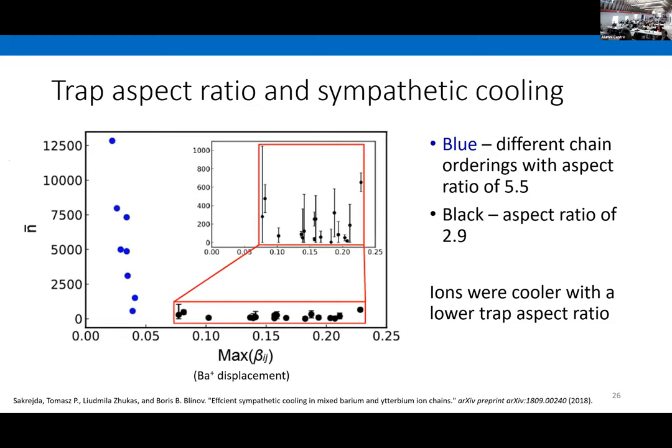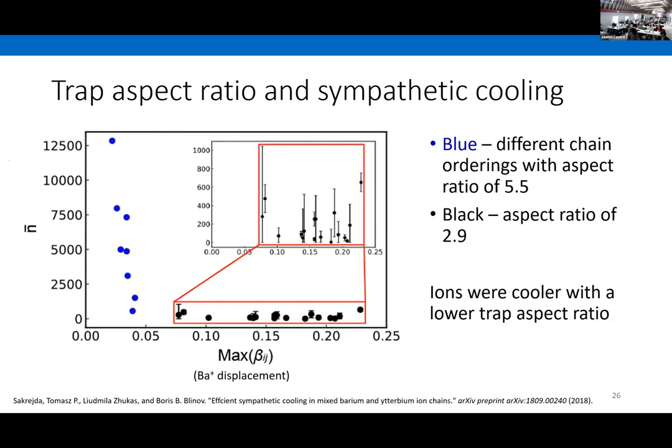Here an experiment was done with two different trap aspect ratios. These are two different sets of data here. The blue dots come from a trap aspect ratio of 5.5 and the black dots from a trap aspect ratio of 2.9. Each individual dot is a different ordering of these barium and ytterbium ions within the chain. There are two barium ions and two ytterbium ions. You could have barium, barium, ytterbium, ytterbium, or barium, ytterbium, ytterbium, barium, and so on for many other orderings. You can see here that at the higher trap aspect ratio, the ions were hotter.